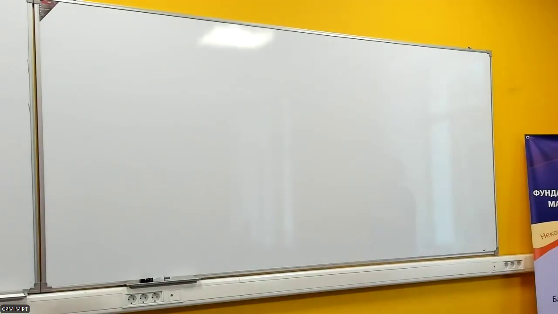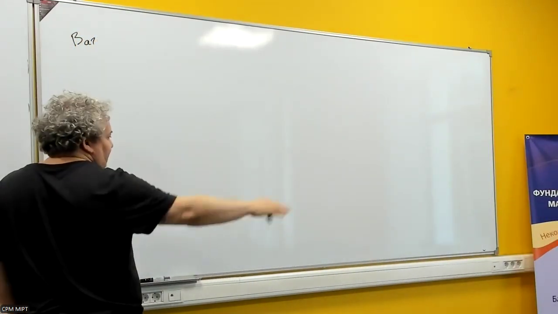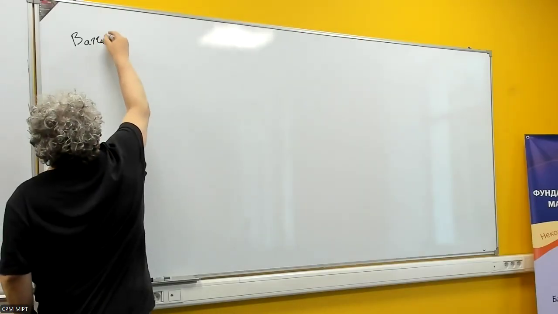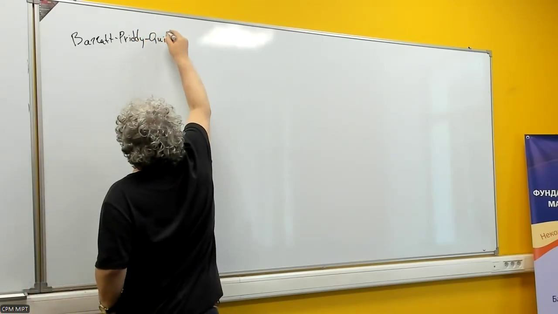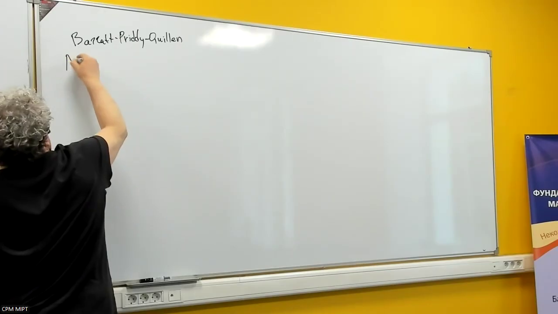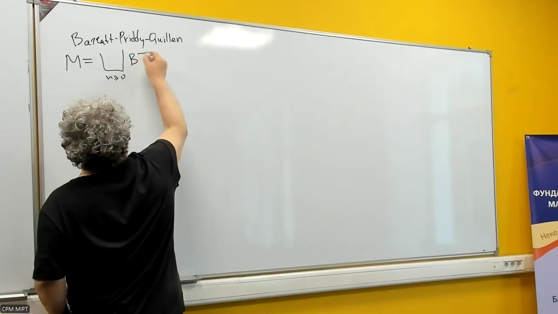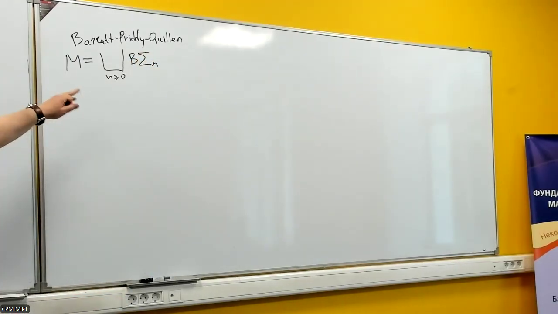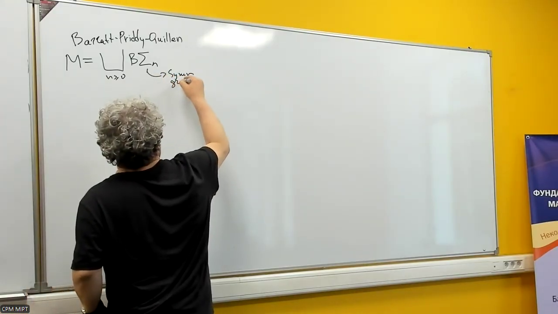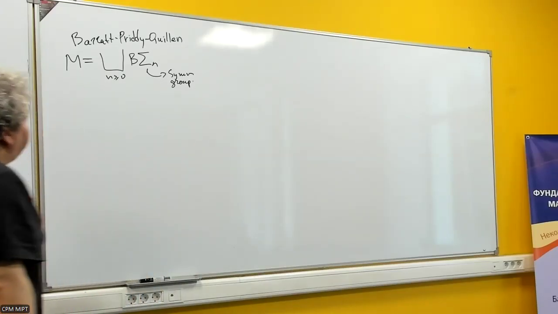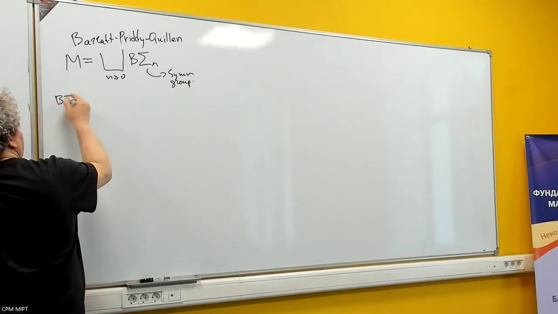So today we will prove this theorem. So what is the theorem? Well, we will not prove it completely. There are 3 statements or even more. The Barratt-Priddy-Quillen theorem. So this is a story that if I take the disjoint union over n greater or equal than 0 of BΣn, where Σn is the symmetric group on n strings, and then this is a classifying space.